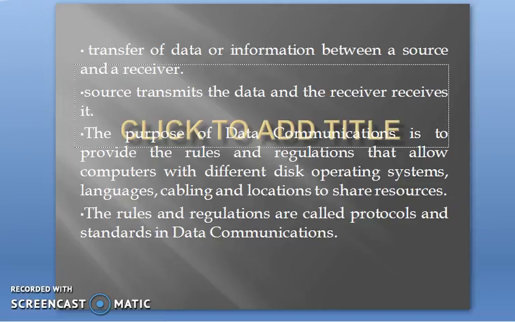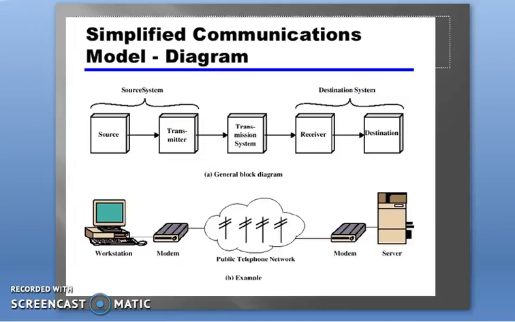And the purpose of data communication is to provide the rules and regulations that allow computers with different disk operating systems, languages, cabling and locations to share resources. And the rules and regulations are called protocols and the standards in data communication. So this is the general or the simplified communication model diagram.